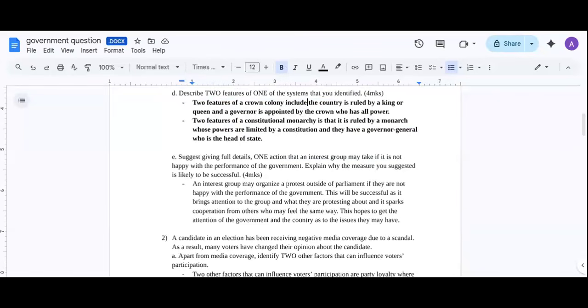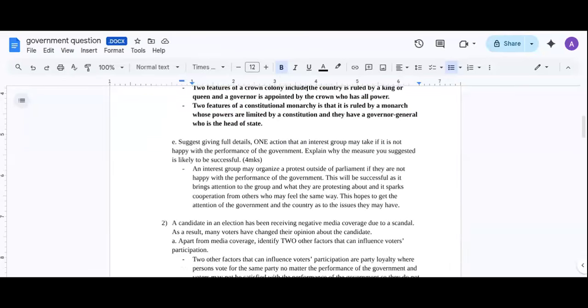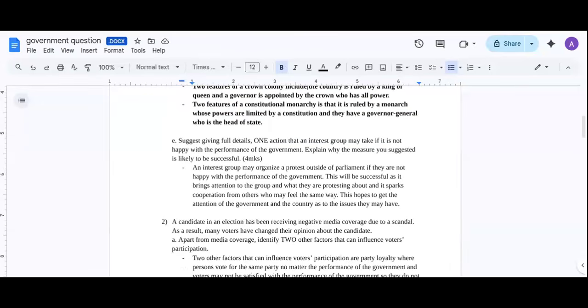And two features of a constitutional monarchy is that it is ruled by a monarch whose powers are limited by a constitution, and they have a governor general who is the head of state. So someone mentioned the governor general in Grenada is a female. They didn't give me the name, but they just said the governor general of Grenada. Excellent. So Grenada is a constitutional monarchy.